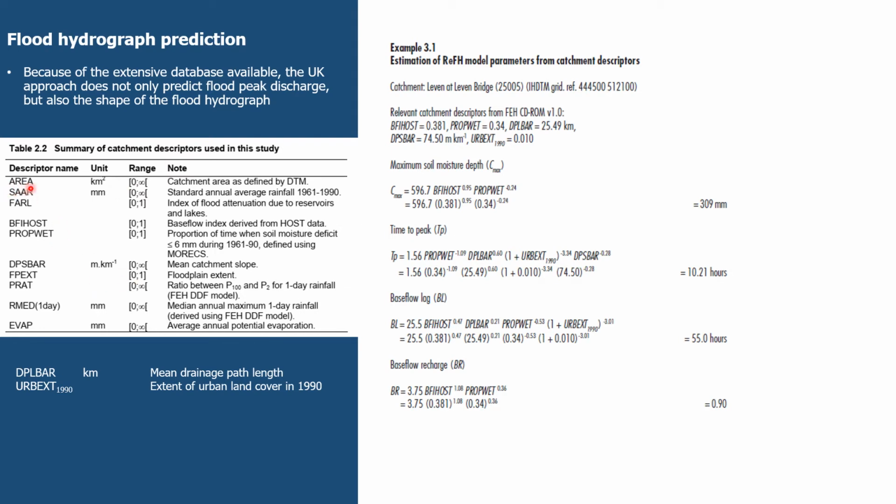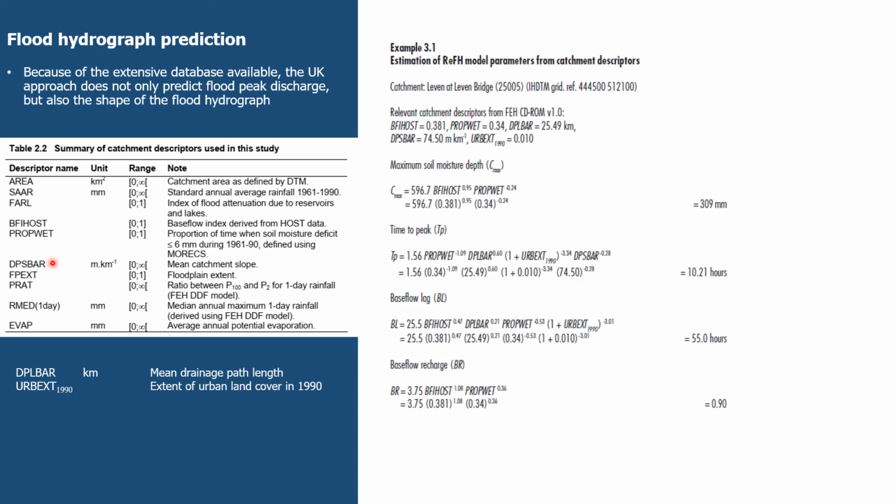We have the catchment area in kilometres squared. We have the mean annual rainfall, expressed here as the standard annual average rainfall in millimetres. We have an index of flood attenuation because of reservoirs or lakes in the catchment, which goes from 0 if there's no lakes or reservoirs up to 1 if the catchment drains entirely into a reservoir. We have a base flow index. We have a soil moisture deficit term called prop wet, which looks at how often the soil is in moisture deficit, and therefore there's capacity for the soil to take up rainwater.